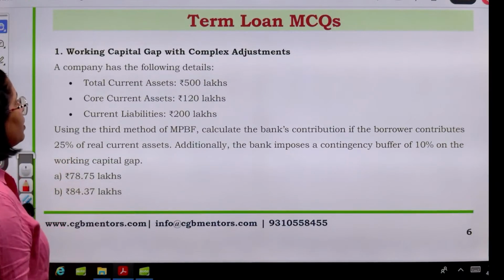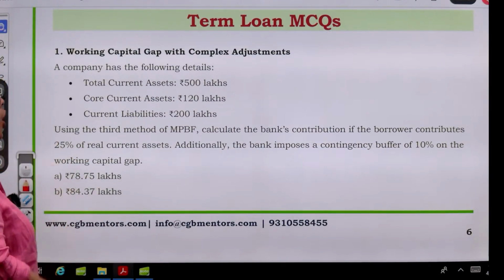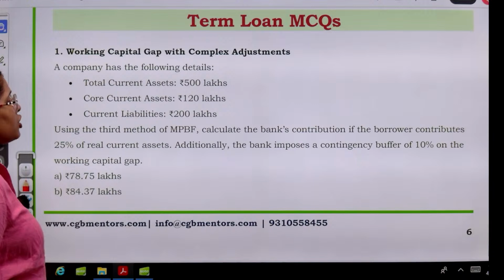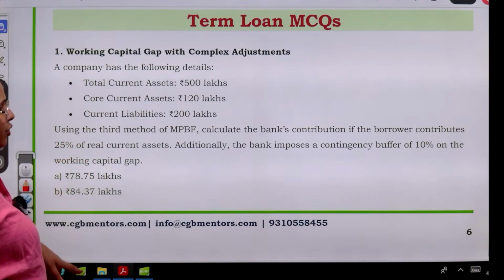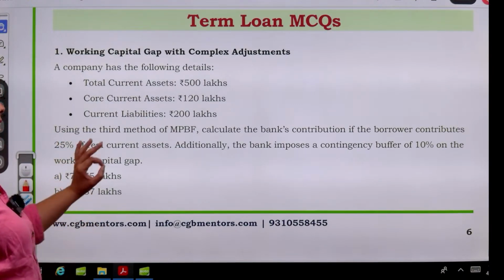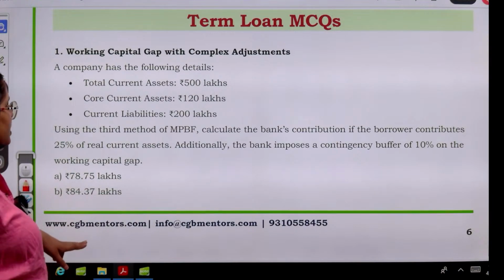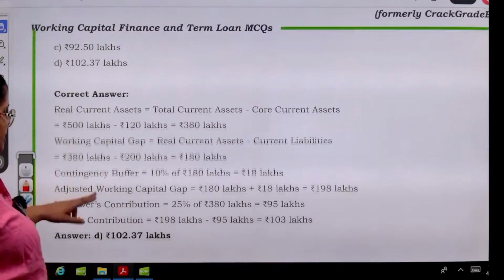Now talking about the working capital gap with complex adjustments. So we have to calculate this. You have been provided with the total current assets, core current assets and the current liabilities. This is exactly the similar kind of question. Just one thing, that bank has imposed a contingency buffer of 10%.